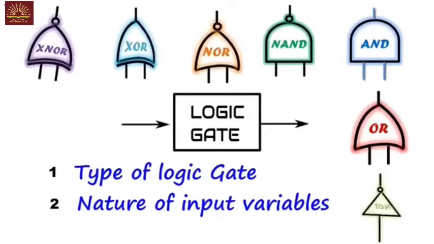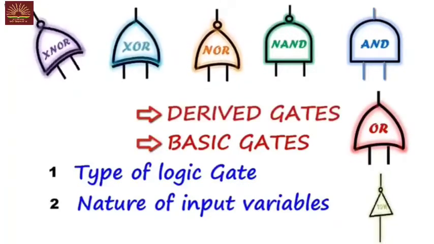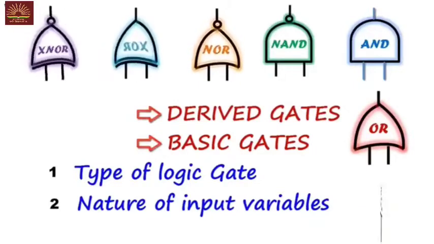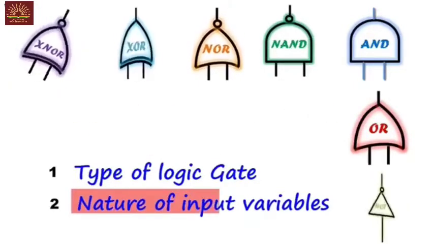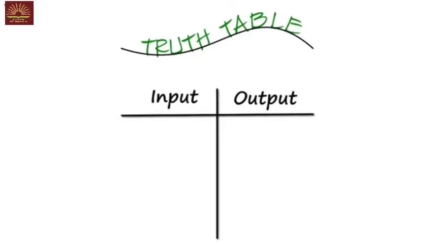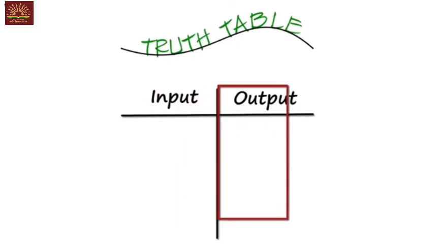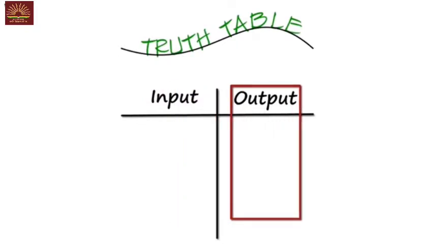There are two major classifications: basic gates and derived gates. We will discuss each of them in detail later. For now, let's concentrate upon the nature of binary input variables. To study this, let's understand the truth table. It maps the input-output relationship. The left-hand side lists all possible combinations of input binary variables and the right-hand side maps the output to each.